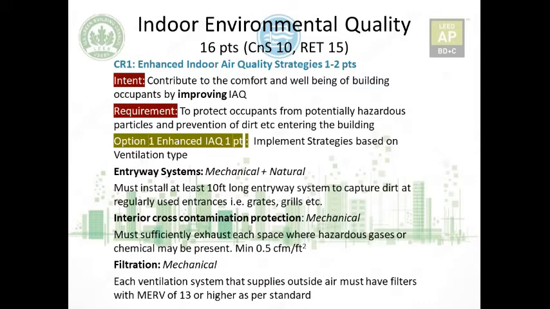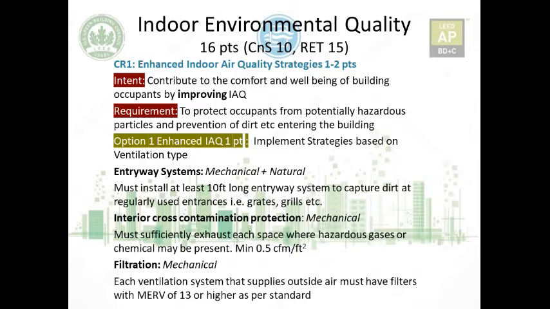The interior cross contamination protection is for mechanical ventilation systems. It must sufficiently exhaust each space where hazardous gases or chemicals may be present, and this exhaust should be minimum 0.5 CFM, or cubic feet per minute, per square feet. Now, in certain parts of the building, if you have powder copying, or any other potentially hazardous gases present, in these areas you have to provide extra exhaust, with this minimum requirement of 0.5 CFM per square feet.